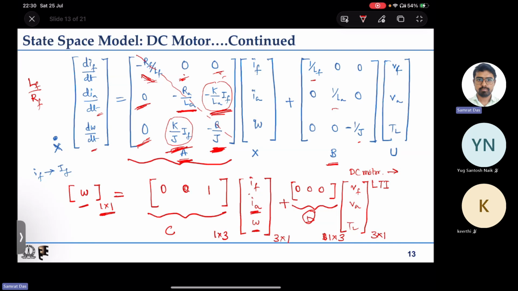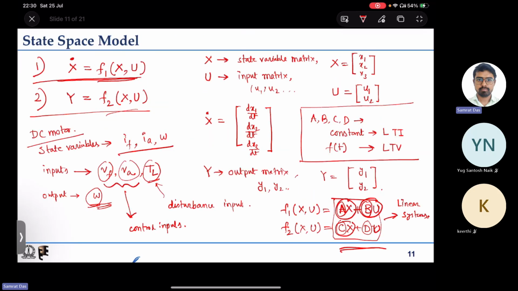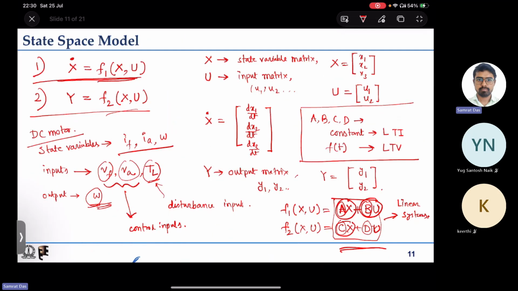Okay, so we have learned about the first one, the differential equation model, which we already know, and the second one, the state space model. In this format we represent the system, and we understood the state variable matrix, input matrix, and output matrix. Then we represented them in the state space model as two equations, with separate matrix multiplications of the state matrix and the input matrix, based on whether it is possible or not.